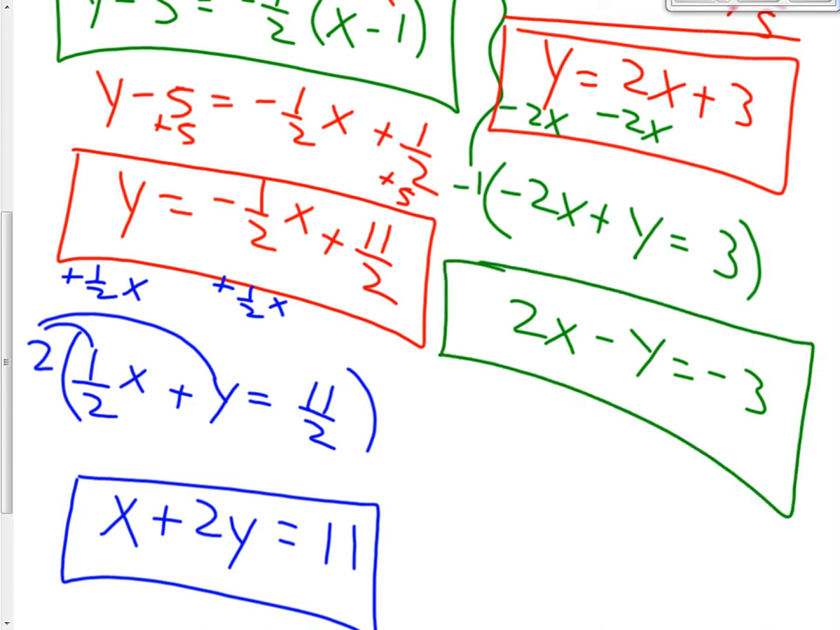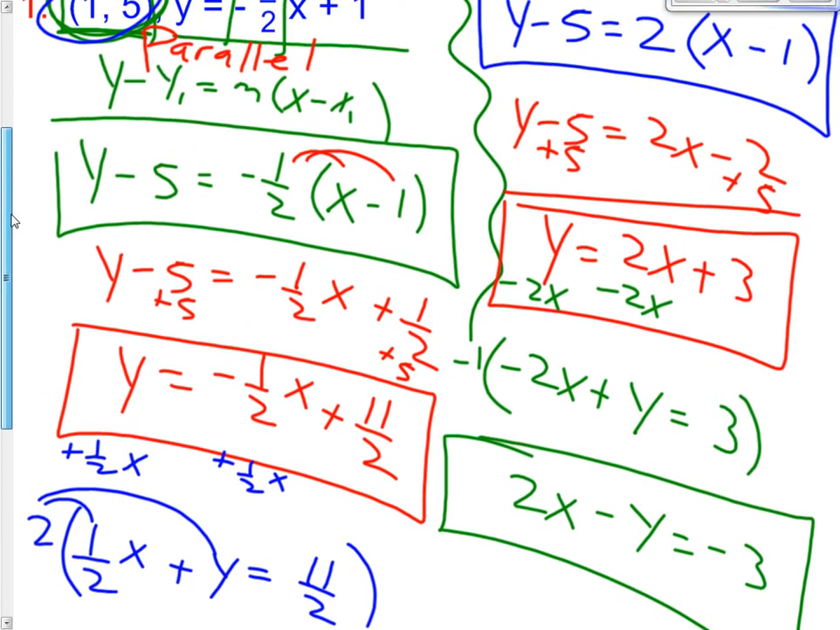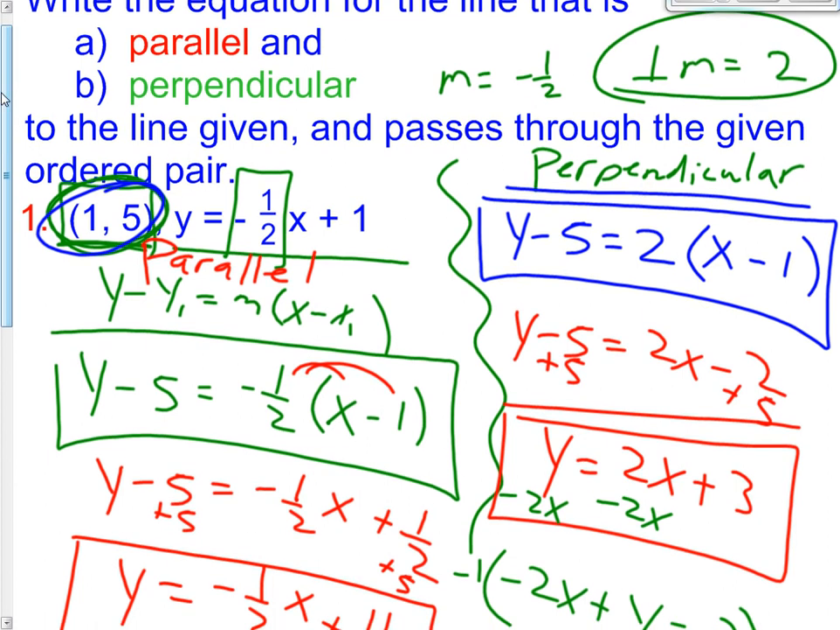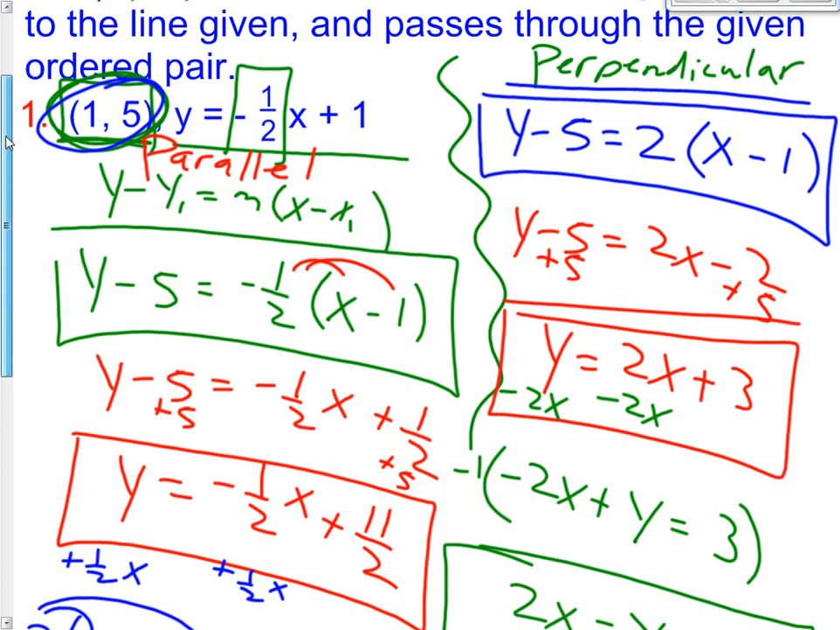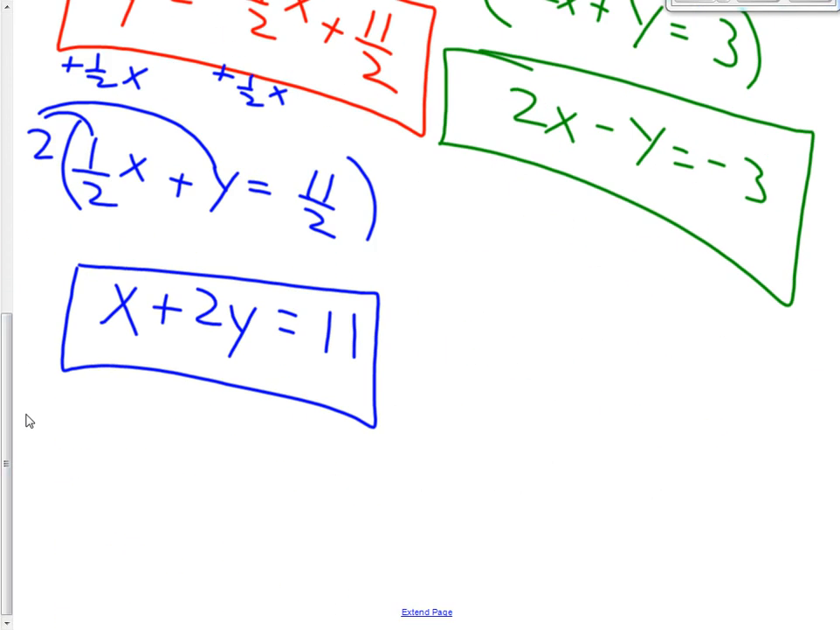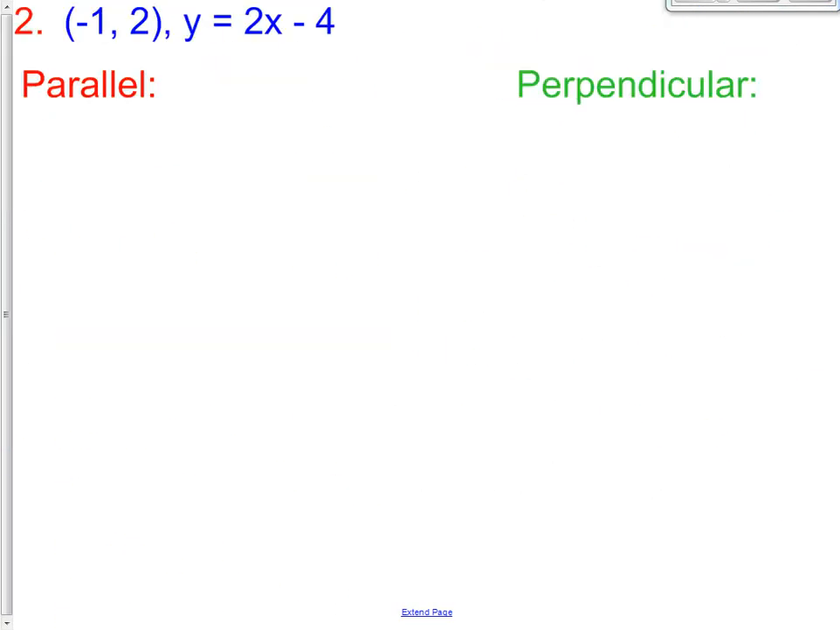Whew! That is what I need to see on a test when I ask you to give me the parallel and perpendicular form of a line that goes through a certain point. I need to see 6 answers: slope-intercept, standard, and point-slope form for parallel and for perpendicular. So I need to see those 6 answers. You guys take a few minutes and try it all on your own. Pause the video, please, and try number 2 on your own.